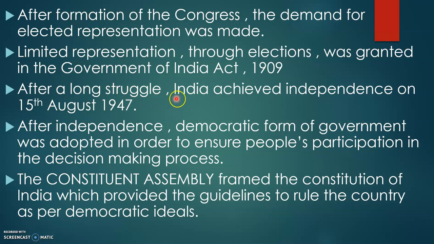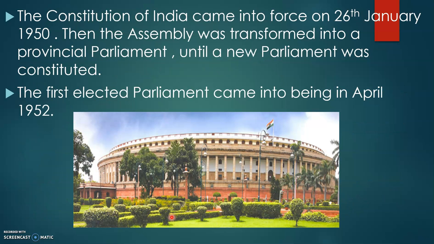After a long struggle, India achieved independence on 15th August 1947. After independence, a democratic form of government was adopted in order to ensure people's participation in the decision-making process. The Constituent Assembly framed the Constitution of India, which provided the guidelines to rule the country as per democratic ideals.